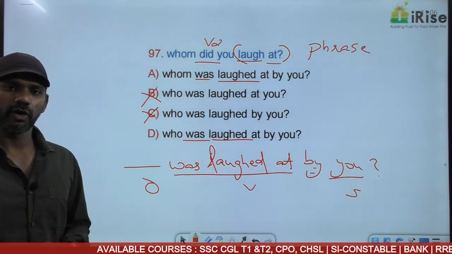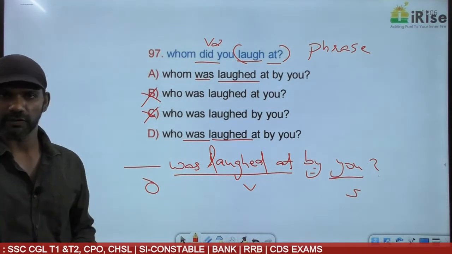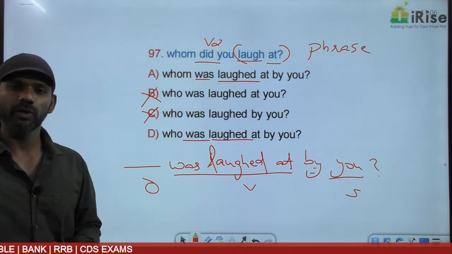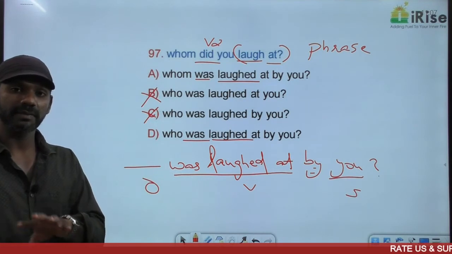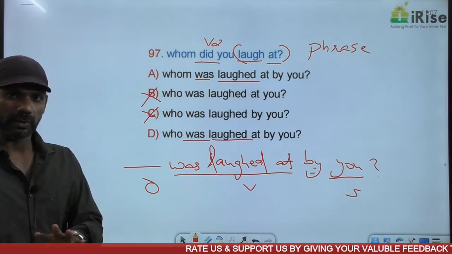In the active voice, the subject must be in the subjective form. The object must be in the objective form. In the passive voice, just the opposite. In the passive voice, the subject must be in the objective form, and the object must be in the subjective form. That is a rule we discussed in the topic pronouns.